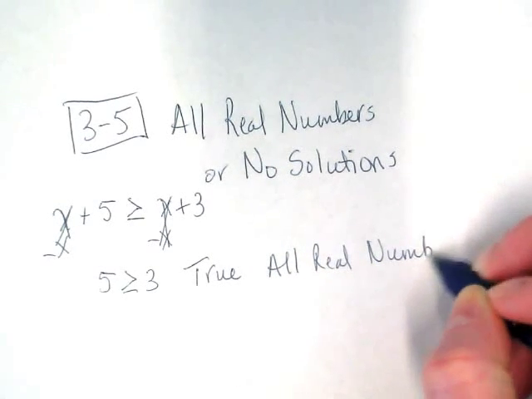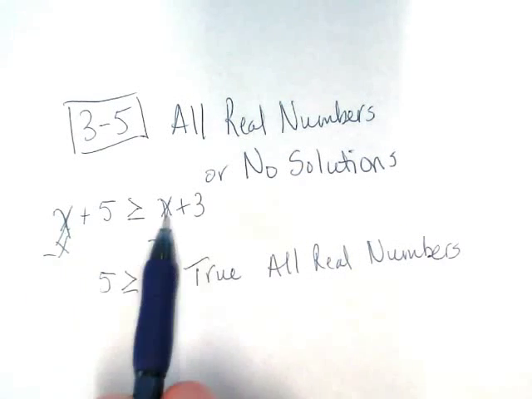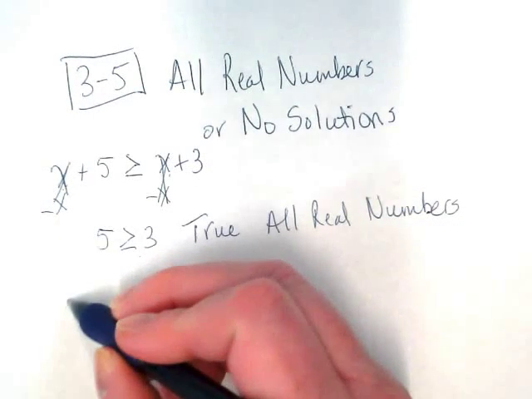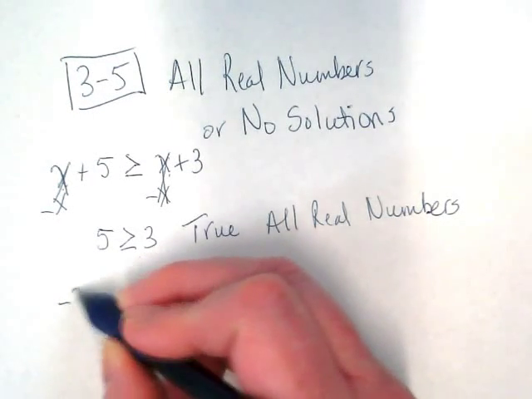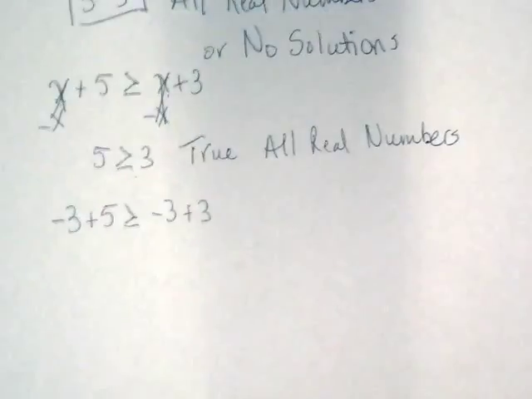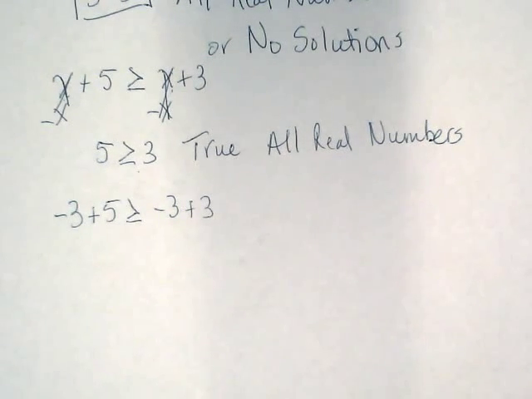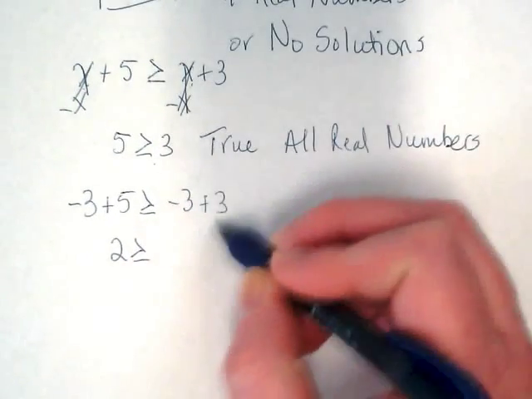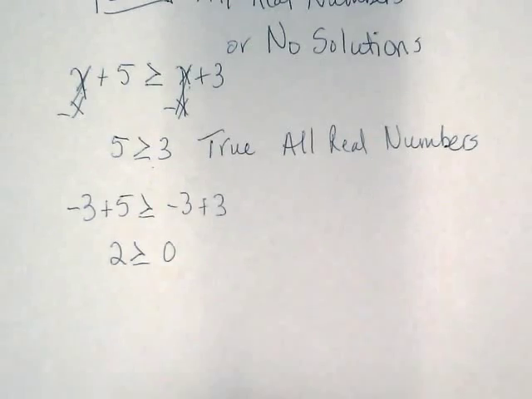So let's go back to our original. There is nothing I can put in for x that's going to make this not be true. Let's try. If I put in negative 3 for x, I'm just making up a number, anything from the number line that could possibly make this true. We can plunk them in for x, and the inequality is still going to work. What is negative 3 plus 5? 2 is greater than or equal to 0. Is that true? Yes. Give me another number.